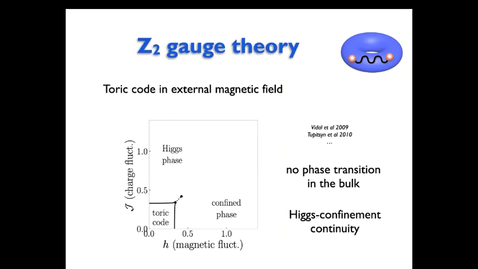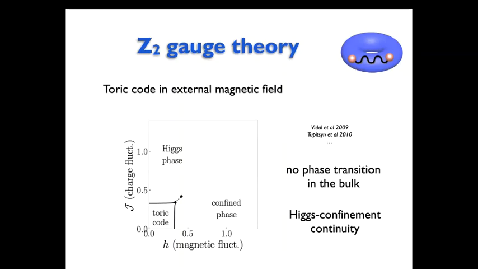And in the Higgs phase, what is the equivalent of the Higgs field expectation value? I will talk about it later. We have a non-local correlator which gets a finite expectation value, which is essentially matter connected by a Wilson line.